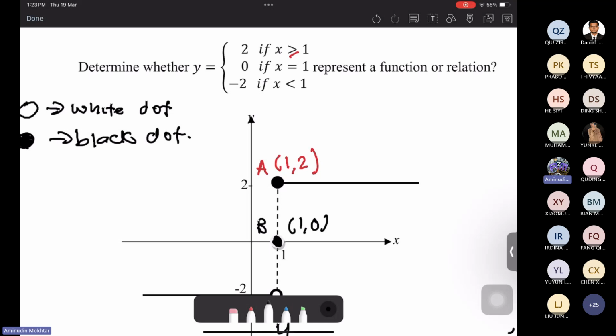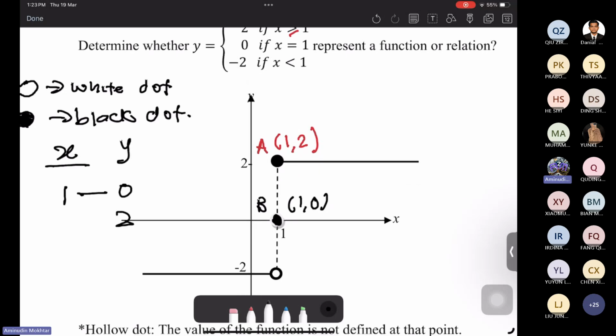So how to read point A and point B? At x equals 1, remember x is the input, y equals 0 and 2. There are two outputs produced by one input. One value of x, that is x equals 1, can produce two values of y, 0 and 2. So in this case, this equation now becomes a relation, not a function anymore.